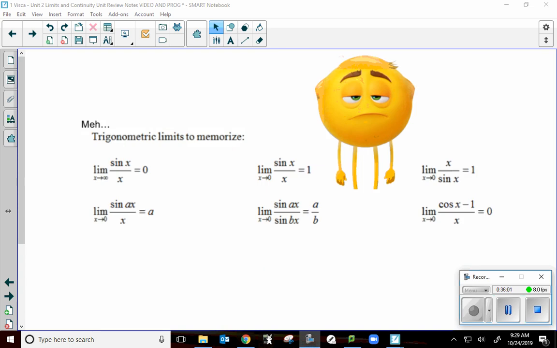And last but not least, these are hardly ever used, so I would just refer to them on your note sheet, and when they come up, use them. These are just definitions. They're just trig limits to memorize. They don't come up all that often.